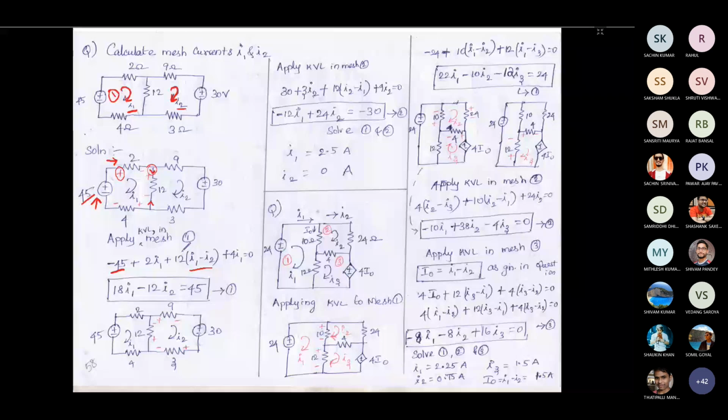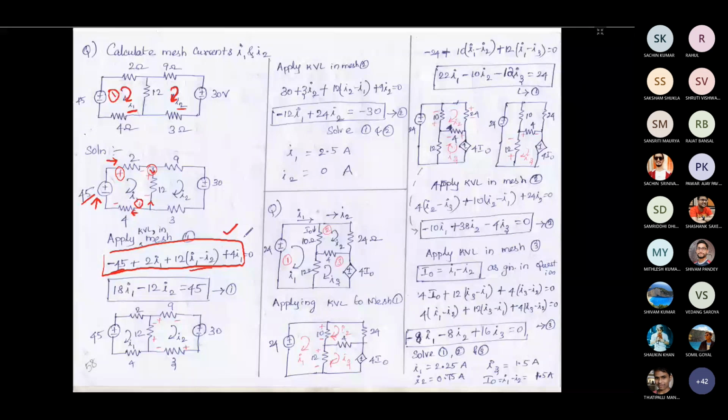So 12 into I1 minus I2 is going to give the voltage. Then if you consider this resistor, current will be entering here, so we have chosen the positive polarity here for the voltage. So 4 into I1 will give the voltage. We have applied KVL for that particular mesh, and the sum of the voltages is equal to 0, that we have written here.